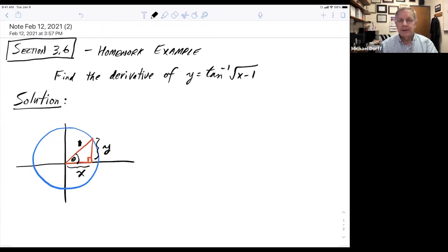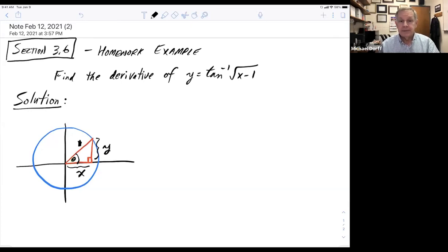We're in section 3.6 and we're looking at a homework example. In this example, we're finding the derivative of the function y equals the inverse tangent of the square root of x minus 1. Let's begin by reviewing what the inverse tangent is.